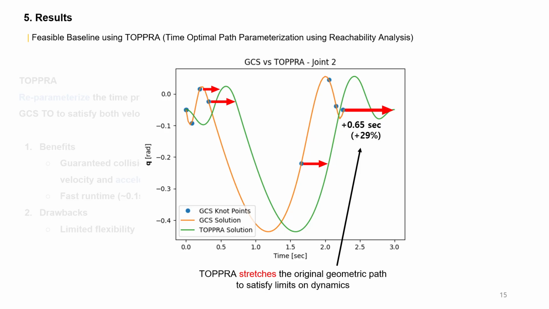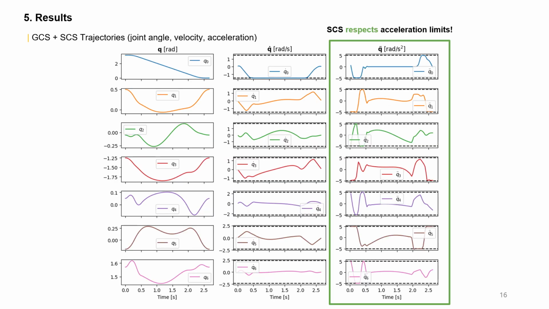This raises the question, can the flexibility of SCS, consisting of both temporal and spatial degrees of freedom, enable a faster trajectory while still satisfying constraints on acceleration? We now turn to the key results of our work. Employing the biconvex SCS motion planning method on each of the top 5 sequences from the GCS solution produces trajectories which now satisfy both velocity and acceleration constraints, as in the case with TOPPRA.